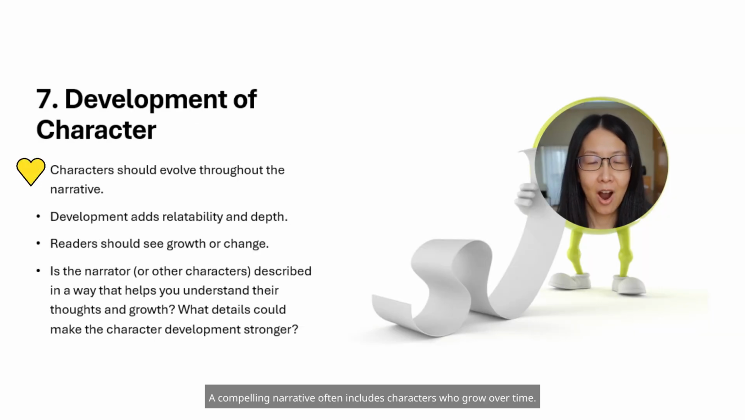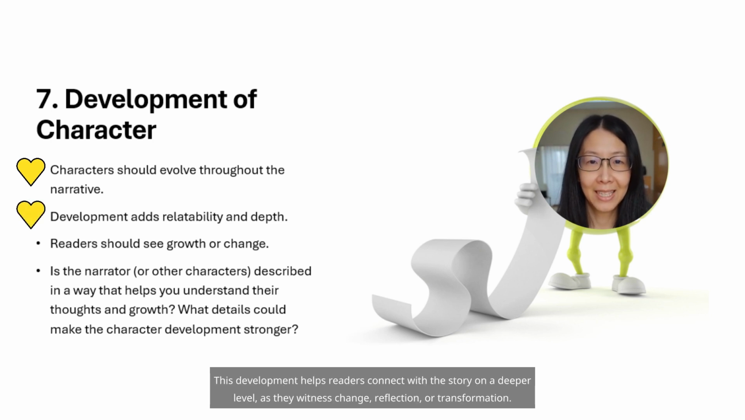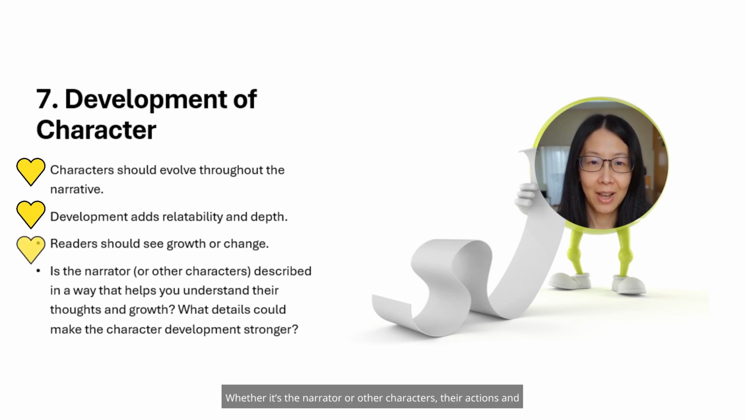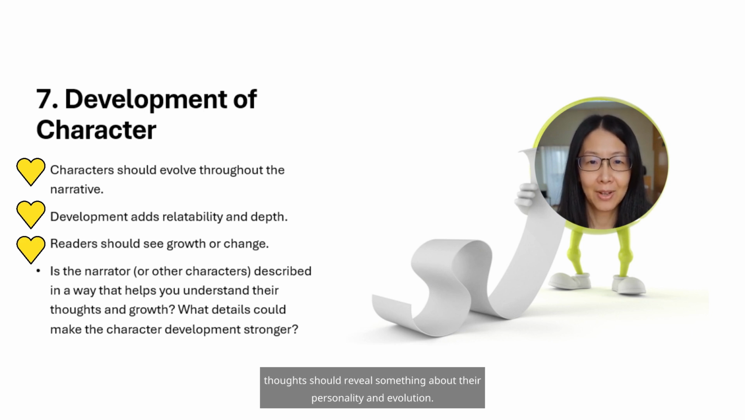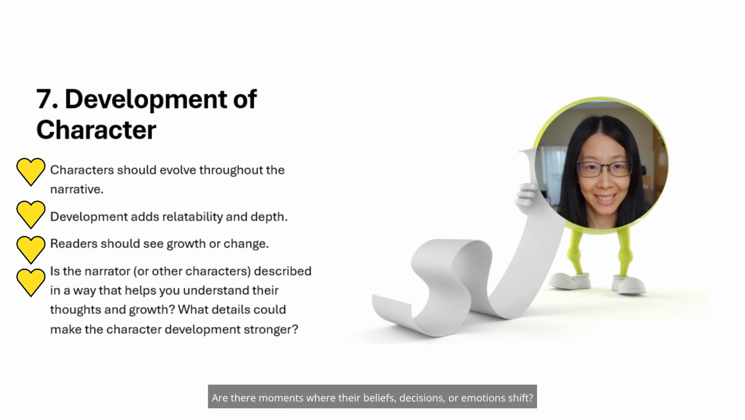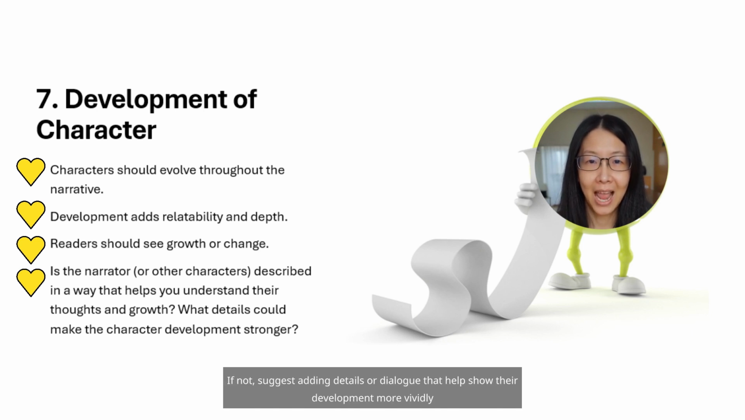A compelling narrative often includes characters who grow over time. This development helps readers connect with the story on a deeper level as they witness change, reflection, or transformation. Whether it's the narrator or other characters, their actions and thoughts should reveal something about their personality and evolution. As you review, ask, can you clearly see the character's growth or inner journey? Are there moments where their beliefs, decisions, or emotions shift? If not, suggest adding details or dialogue that help show their development more vividly.